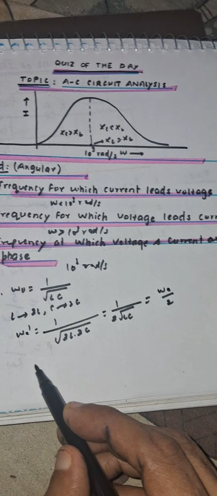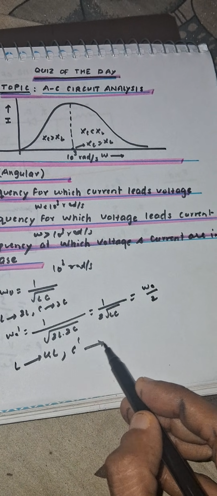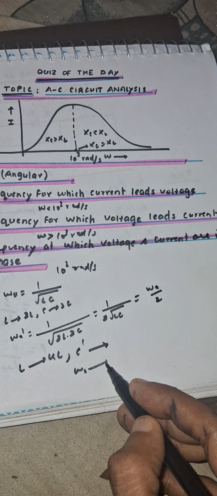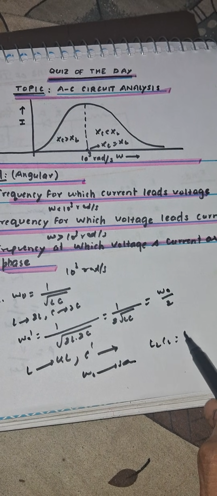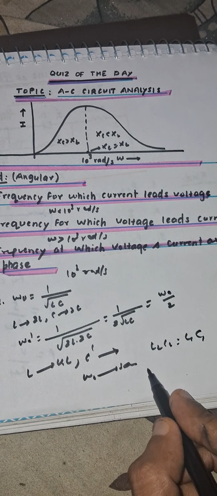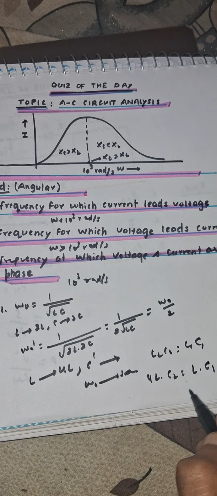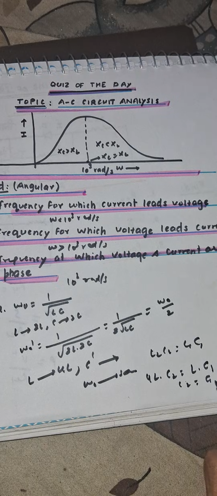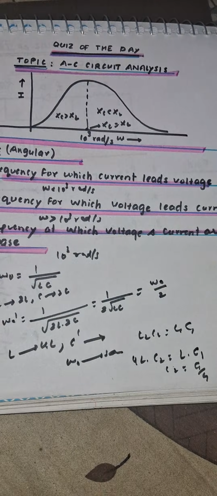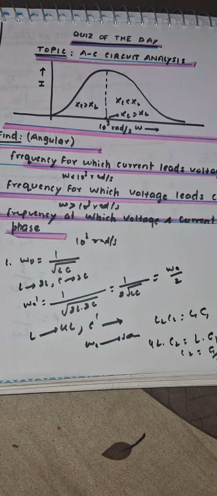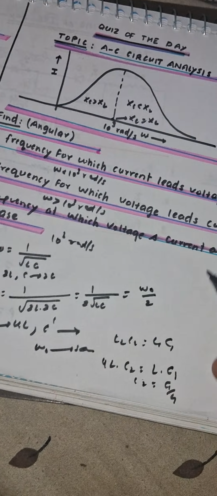One more way is, suppose I make inductance 4 times, so what should be the change in capacitance so that omega naught remains the same? If omega naught is the same, we can say that L2 C2 should be equal to L1 C1. Here L2 is 4 times L1, so C2 is equal to C1 by 4. So we have to reduce the capacitance to 1/4 of its initial value in order that the resonant frequency remains the same. So this is how things can be done.